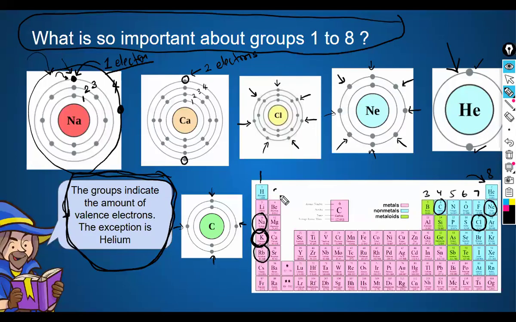And the same thing for group 2. Everyone in group 2 is going to have a different amount of shells, but I guarantee you on the last shell, it will have 2 electrons. I'll bet all of your money on it, right? So let's move on, and that's going to be answered in the next slide.